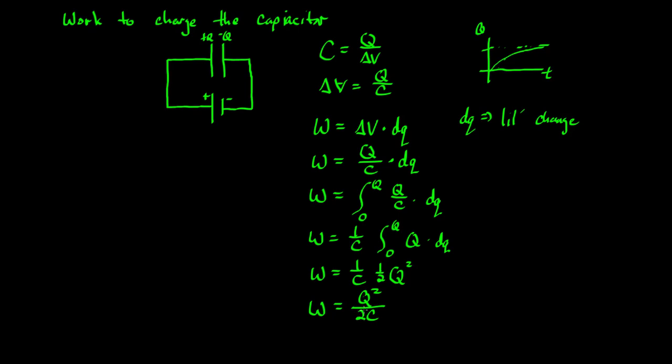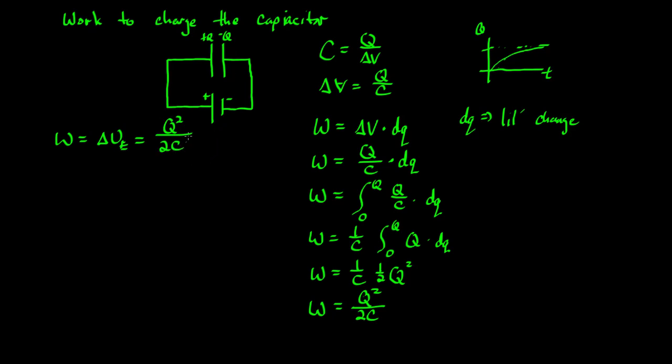So the work to charge a capacitor, let me rewrite it up here. The work done to charge this capacitor is also the change in potential energy. So how much energy is stored? Well, it's the charge squared divided by twice the capacitance. And that's how much energy is going to be stored. It's also the amount of work that's done to charge this thing up.